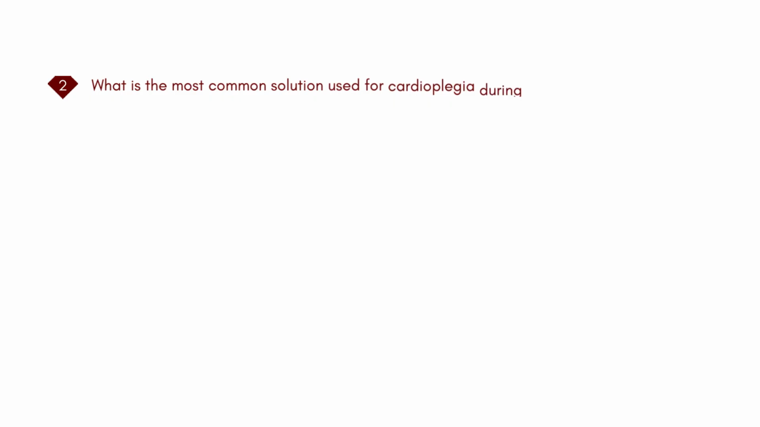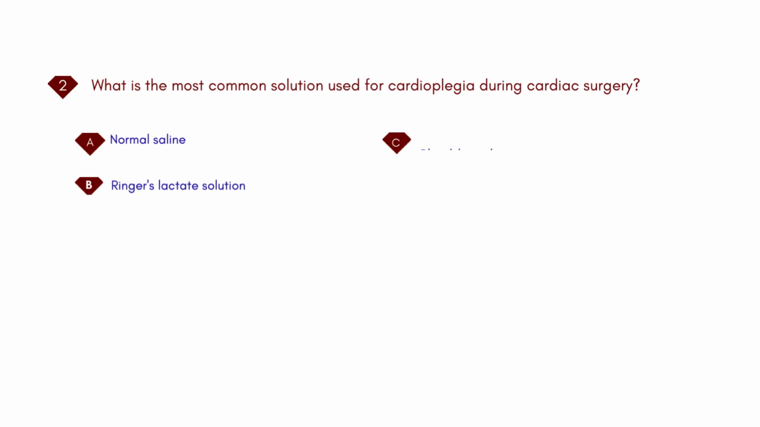What is the most common solution used for cardioplegia during cardiac surgery? A. Normal saline. B. Ringer's lactate solution. C. Blood-based solution. D. Potassium-rich solution.